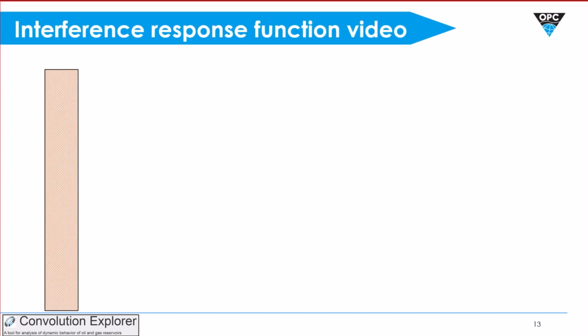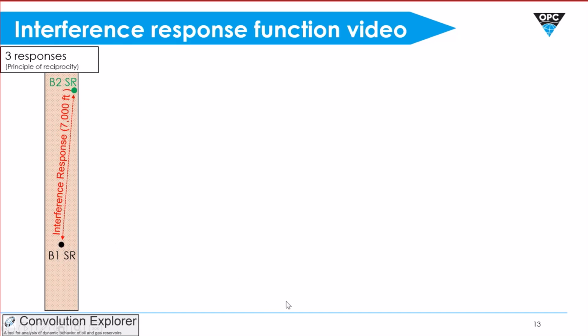So interference, how does ConvEx handle the interference? Let me go back to my channel reservoir. I have B1, and we're going to have a B1 self-response. We're going to have a B2 self-response, and we're going to have a third response, which is going to be the interference response. This is due to the principle of reciprocity, and that means that the response from B1 to B2 is the same as the response from B2 to B1.